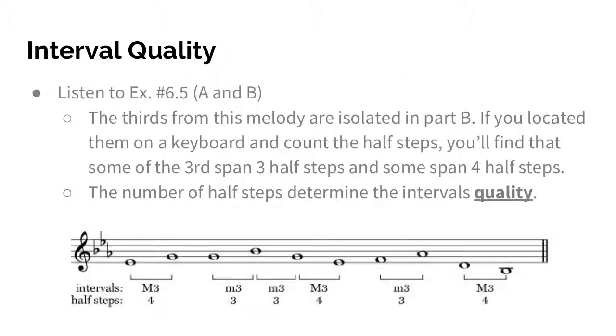All right, listen to both examples of 6.5, pause the video, and then come back and we'll talk about it. If you listen to 6.5 A and B, the thirds from this melody are isolated in part B. If you located them on a keyboard and count the half steps, you'll find out that some of the thirds span 3 half steps, and some of them span 4 half steps. Those number of half steps determine the interval's quality. As you can see down here, here's a major third, minor third.